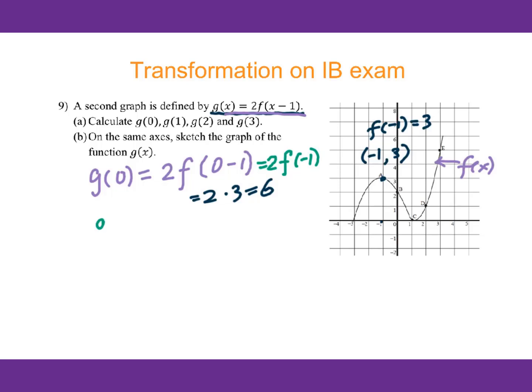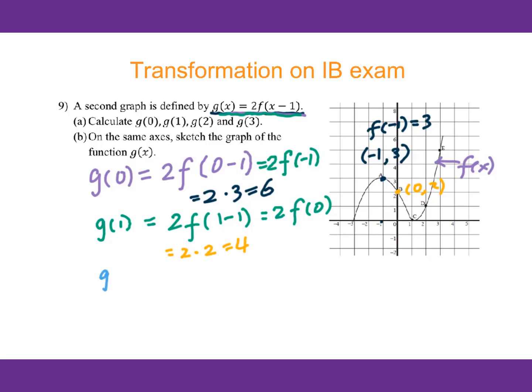For g of 1, still, every x turns into 1, we get 2 times f of 1 minus 1, which equals 2f of 0. On the graph, you will find that f of 0 is 2. So we get 2 times 2 equals 4.